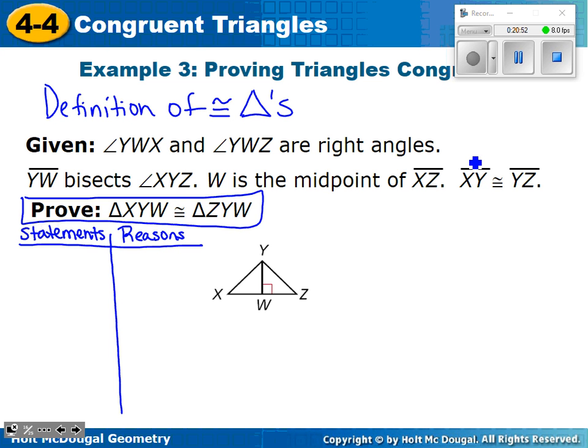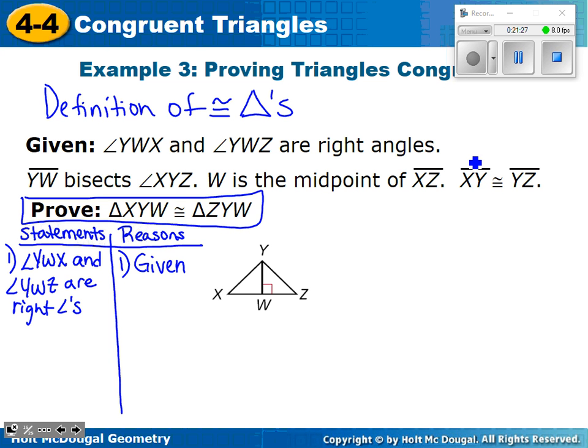And then we're going to list our givens one at a time. So number 1, we are given that angle YWX and angle YWZ are right angles. Remember that you can use symbols, but you are not allowed to abbreviate anything else. And the reason is given. Then I'm going to remind you, go mark your picture. When we get to the shortcuts tomorrow, if you don't mark your picture, you will not know what your answers are. You have to mark your picture.